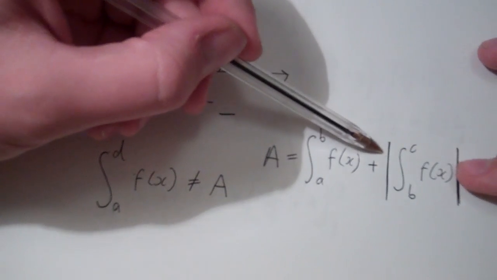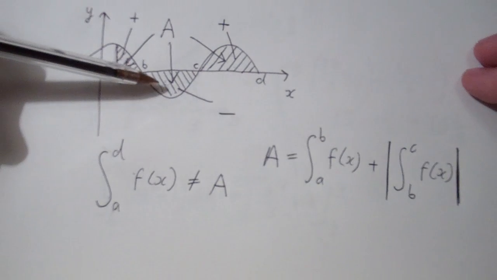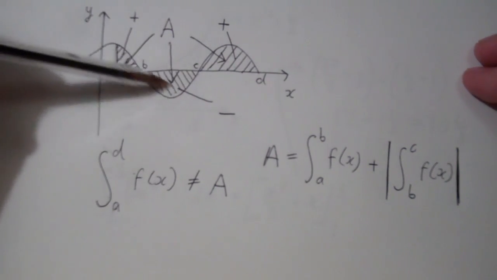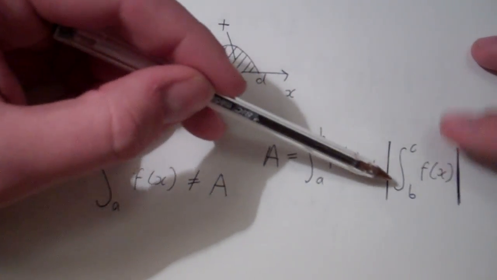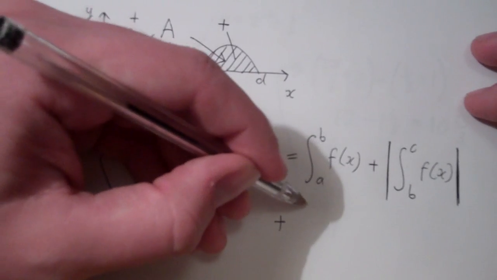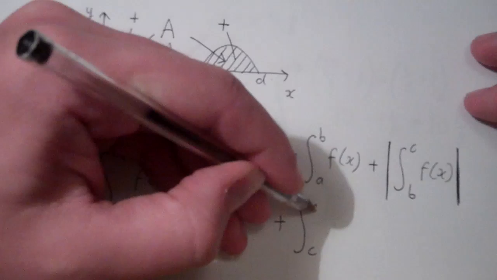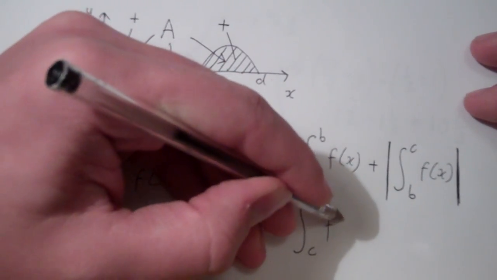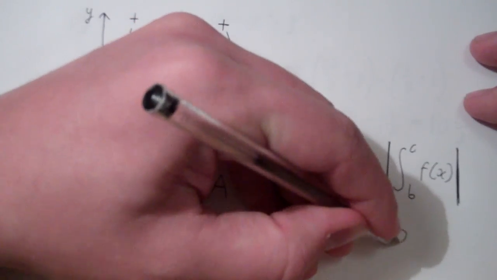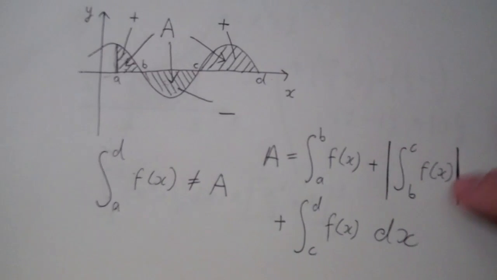Now this here is a modulus sign. That means that when this gives us a negative answer, and it will do, you'll see later on that any area below the axis gives you a negative, I need to make it positive so that it adds up with the others. And then lastly, plus the integral from C to D of f of x, and all of those are with the dx. So really this should be after each one, but I'll just put it in at the end.